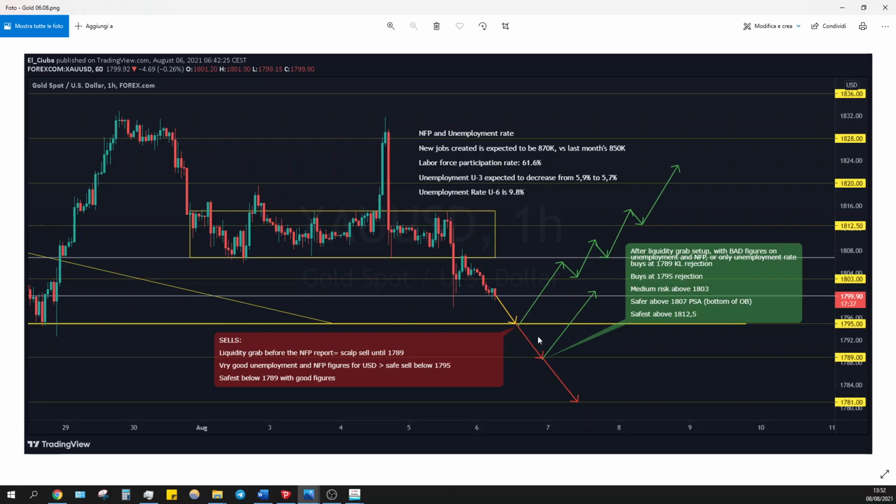So this was, of course, depending on the figures. Safest buys, sells. Very good unemployment and NFP figures: safe sell below 1795, safest below 1799. Let's see.